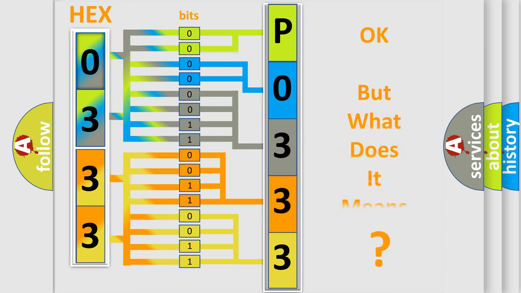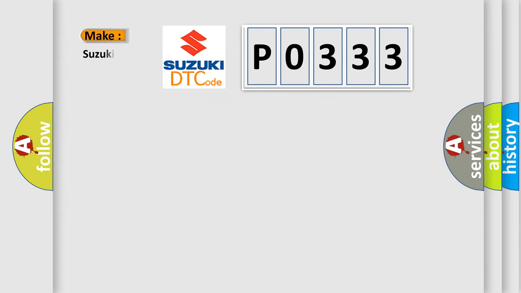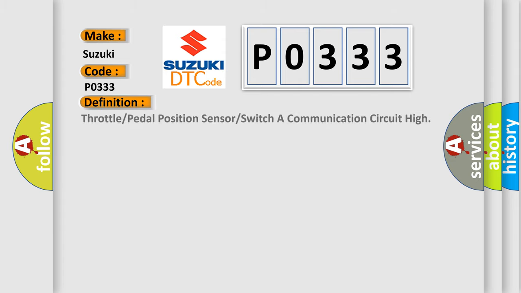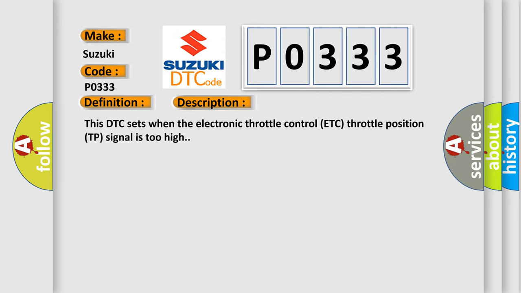The number itself does not make sense to us if we cannot assign information to what it actually expresses. So, what does the diagnostic trouble code P0333 mean specifically for Suzuki cars? The basic definition is: throttle or pedal position sensor or switch communication circuit high. And now this is a short description of this DTC code. This DTC sets when the electronic throttle control throttle position TP signal is too high.